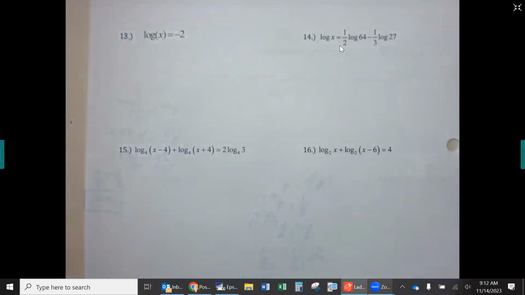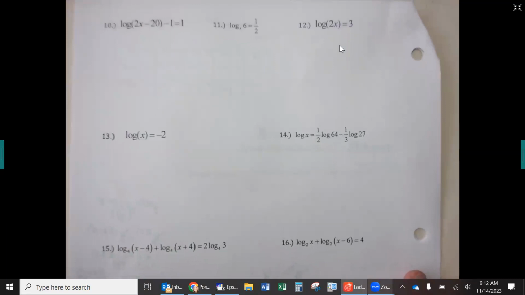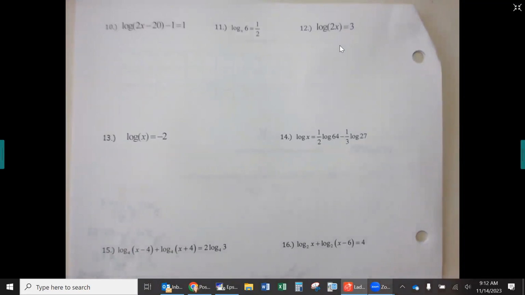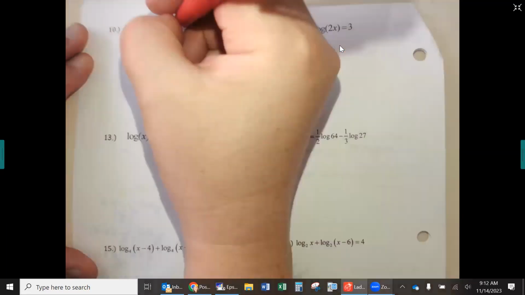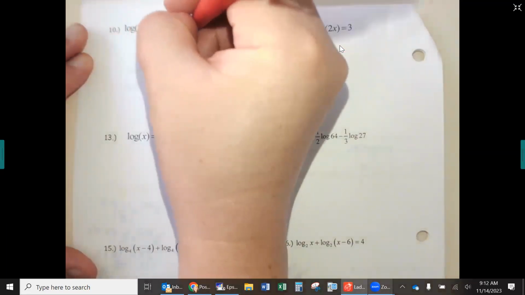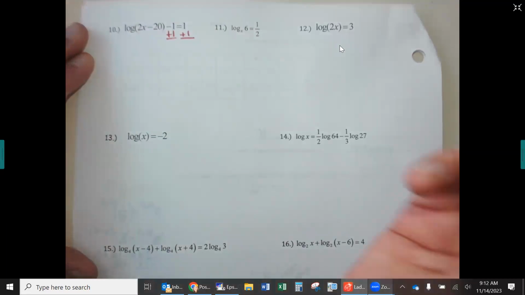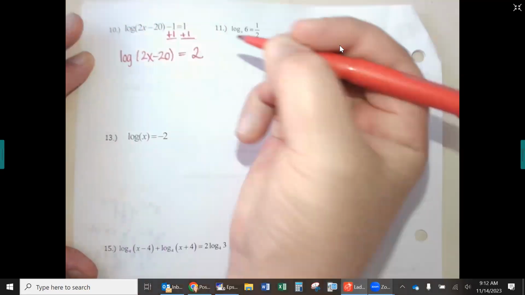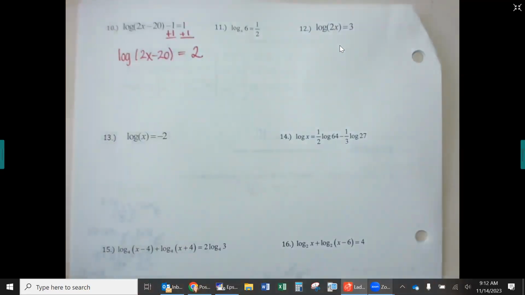Okay, take a look at number 10. What do you guess we should do first? +1. Why can't I get rid of the log right now? Because if there's something outside of the log, that's got to go first. So add that 1 across. What is 1 + 1 over there? So I have log 2x minus 20 equals 2. Okay, then I notice my base is missing. If the base isn't listed, what is it?